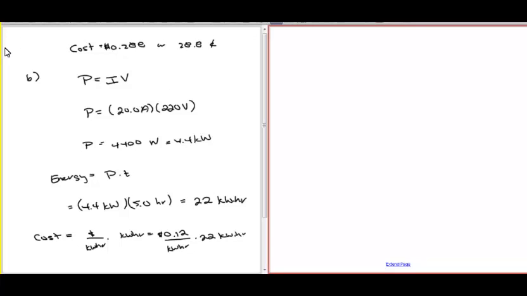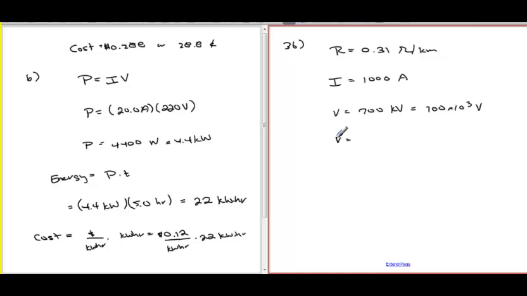What do we got next? 36. We have a high voltage transmission line with a resistance of 0.31 ohms per kilometer. The current is 1,000 amps. The line is at a potential of 700 kilovolts, which is 700 times 10 to the third volts, or 7 times 10 to the fifth volts, so 700,000 volts. The city is located some distance away. Distance equals 160 kilometers. What is the power loss due to the resistance of the line? What fraction of the transmitted power does this loss represent?